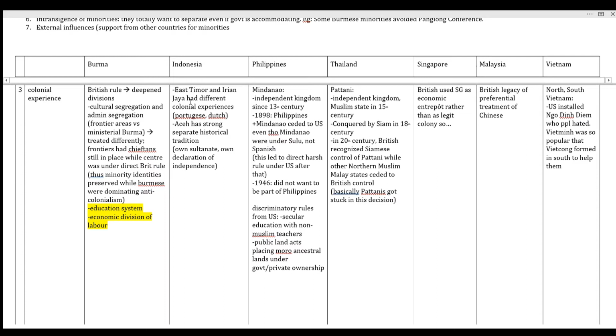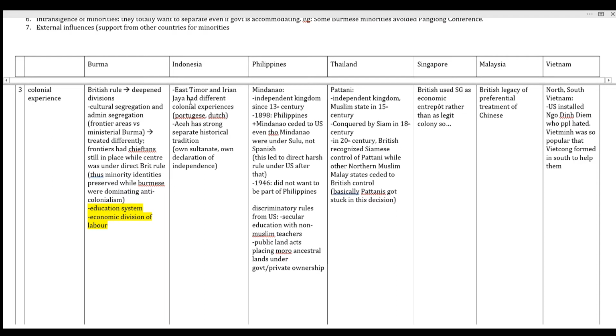And this is even though Mindanao was not under the Spanish, and this doesn't make sense, right? Like they're just doing their own thing, and then suddenly the U.S. comes and takes them just because they got control over the Philippines. It doesn't make sense, but that's what happens because that's how it is. And because of that, they were quite harshly treated as compared to the rest of the Philippines under the U.S.